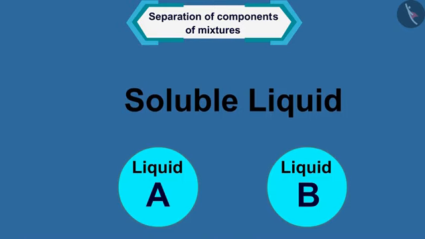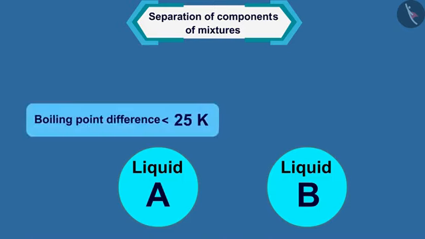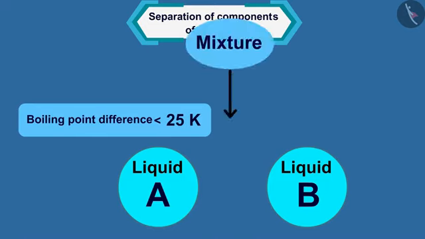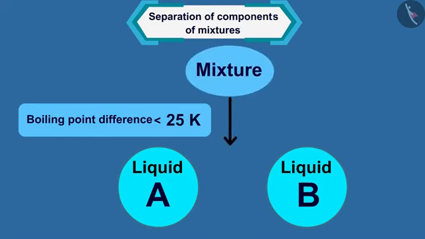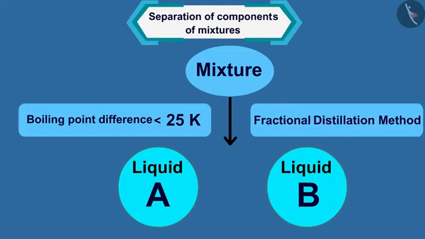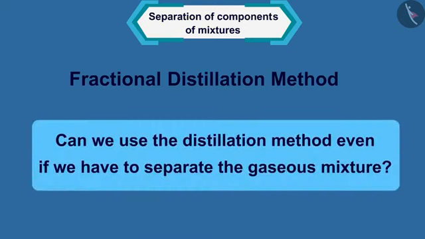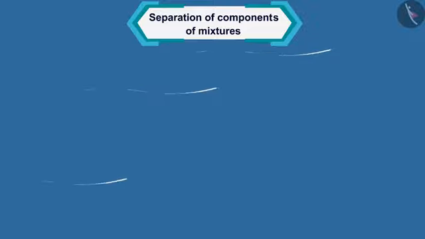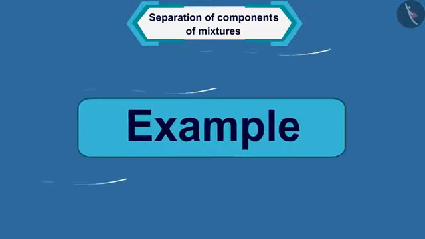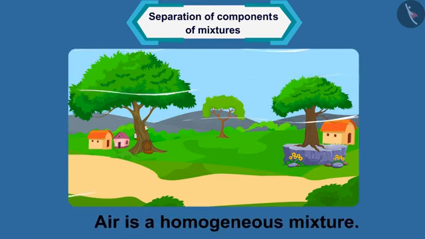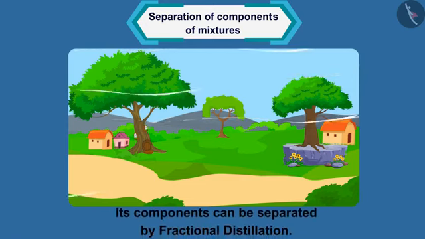To separate a mixture of two or more miscible liquids for which the difference in boiling points is less than 25 K, the fractional distillation process is used. You may be thinking that by the fractional distillation method, we can only separate a mixture of liquids. But can we use the distillation method even if we have to separate a gaseous mixture? Let us know about this by the example of air. Air is a homogeneous mixture and its components can be separated by fractional distillation.